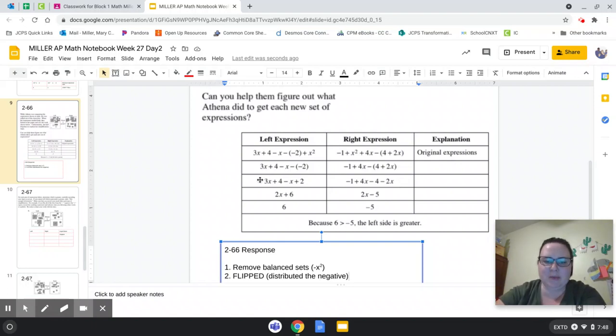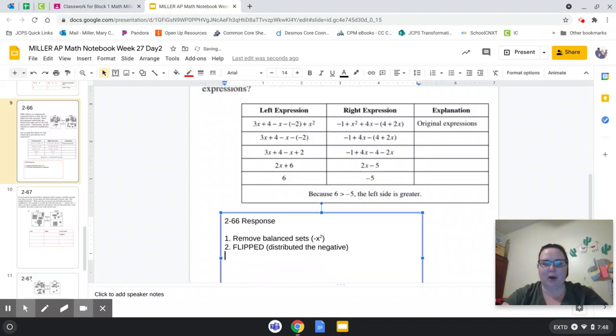Then she got from this big long expression, 3x plus 4 minus x plus 2, down to 2x plus 6. And negative 1 plus 4x minus 4 minus 2x got it down to 2x plus negative 5, or 2x minus 5. So we know with that part, she combined her like terms. She took all of her x's total and got a total of 2x, and took all of her units in total to get her 2x plus 6 and 2x minus 5.